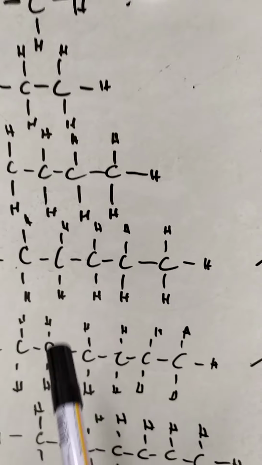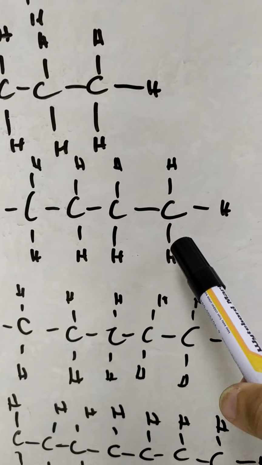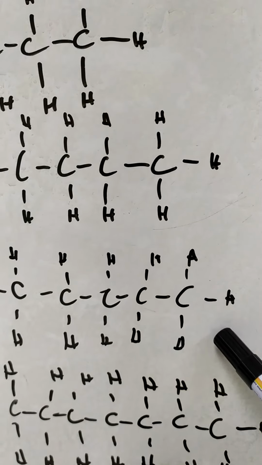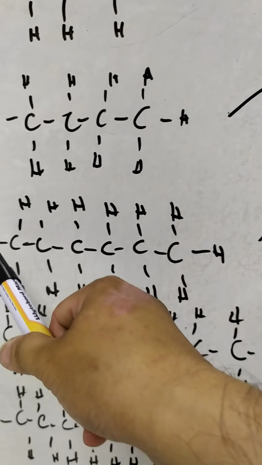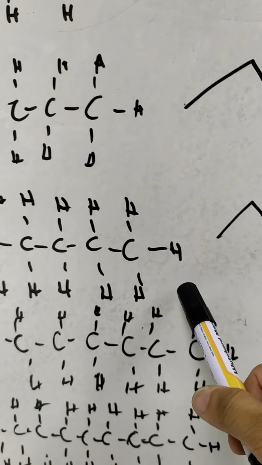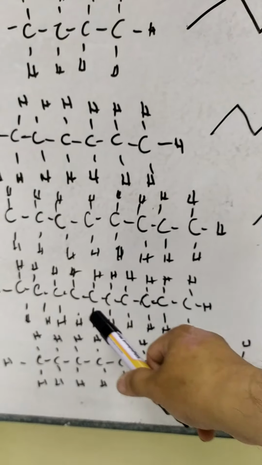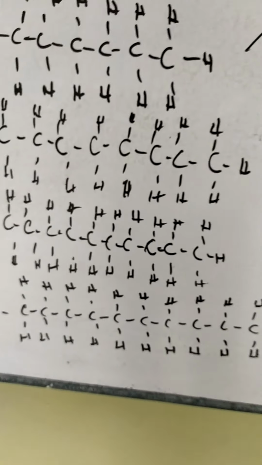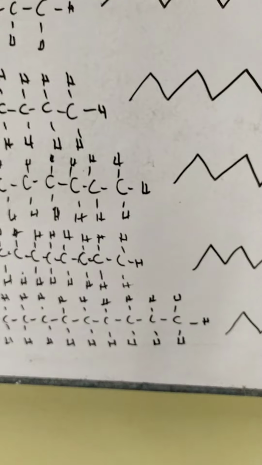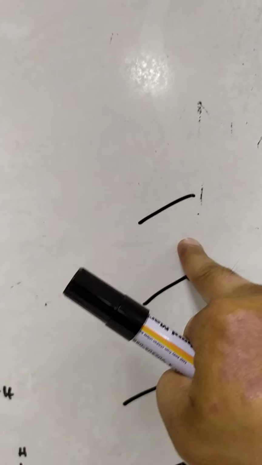Okay, and this is for pentane, 5 carbon chains, hexane, 6 carbon chains, heptane, which is 7 carbon chains, octane, 8 carbon chains, nonane, 9 carbon chains, and decane, that is 10 carbon chains. So if you want to illustrate this into a line or skeletal form, it should look like this.